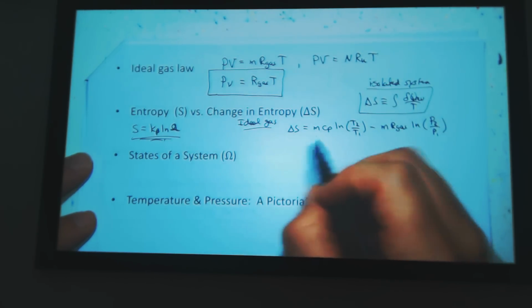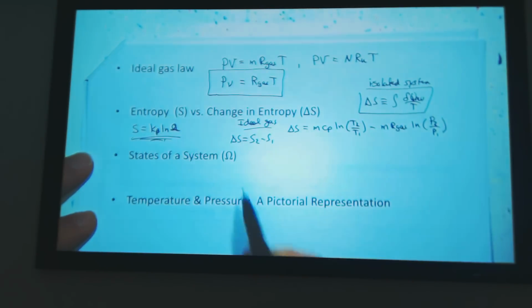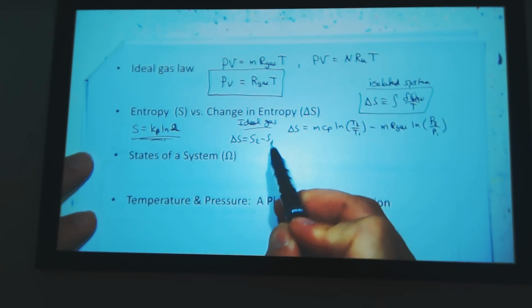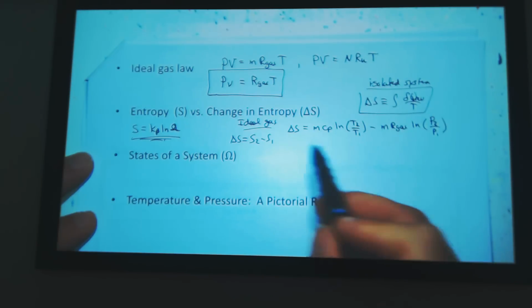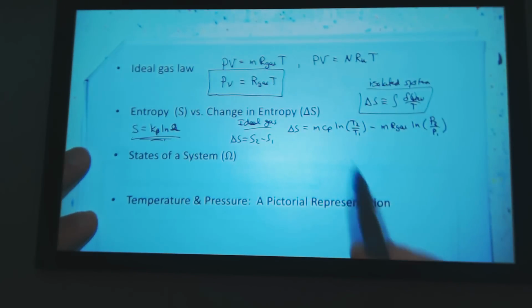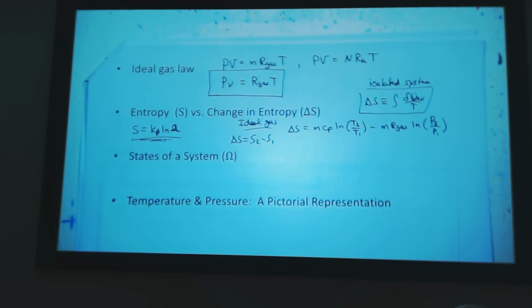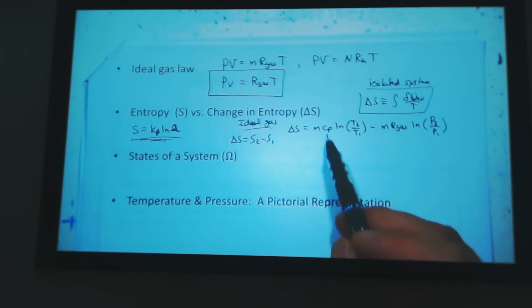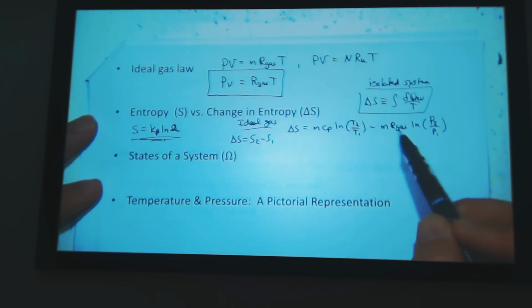And so just as a reference, delta S equals S2 minus S1. So the change in entropy, entropy at final state minus entropy at initial state. This is one way to write this out. So if I have an ideal gas and I expand that gas at constant temperature, what happens to the change in entropy?